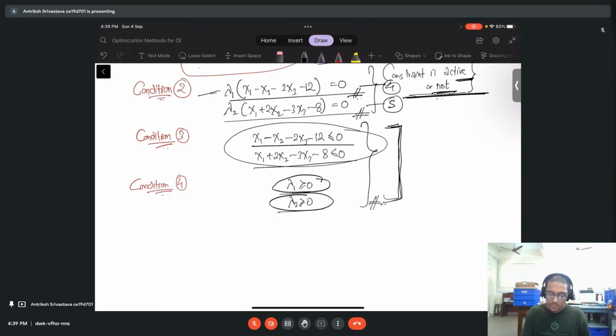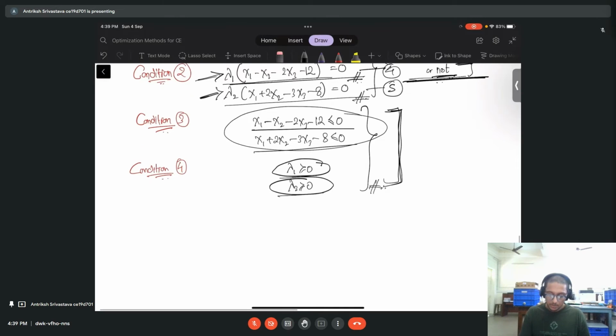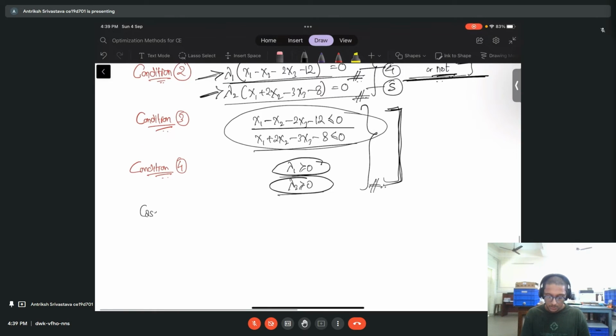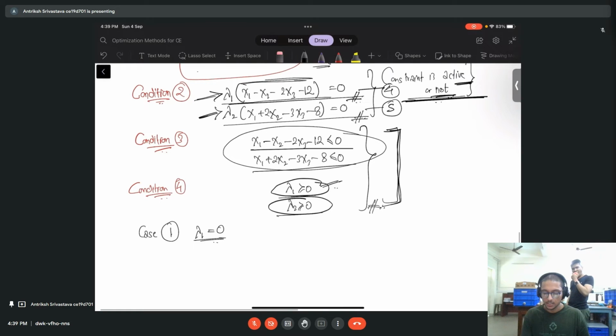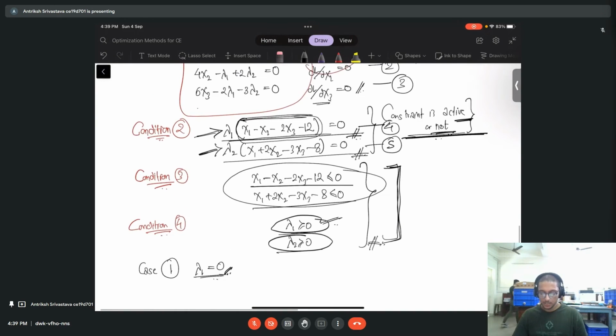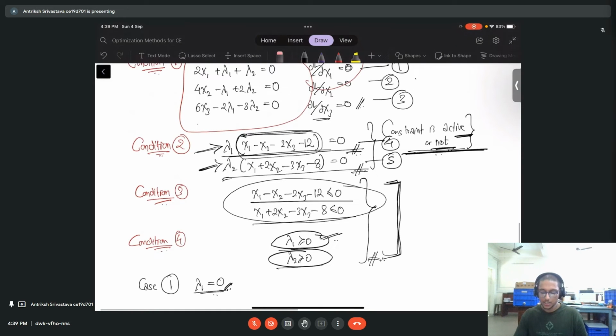To do that, we will choose one of these two equations, number 4 and 5. For this to be true, lambda 1 into the constraint is equal to 0, lambda 2 into the constraint is equal to 0. There will be two cases. Case 1: let's say lambda 1 is equal to 0. This satisfies the equation, so we can assume that. And in that case, this particular constraint is not equal to 0. So when we have lambda 1 equal to 0, let's try to solve for x1, x2, x3 or lambda using the remaining equations.